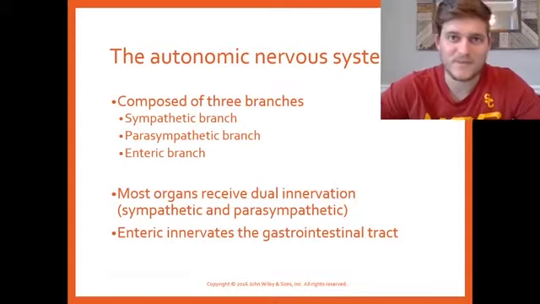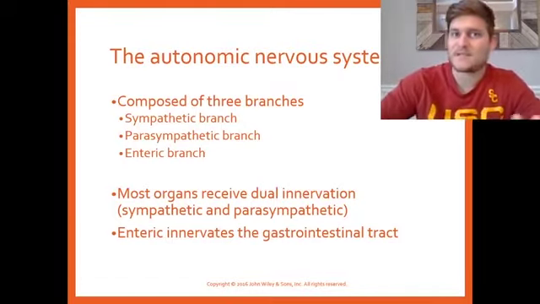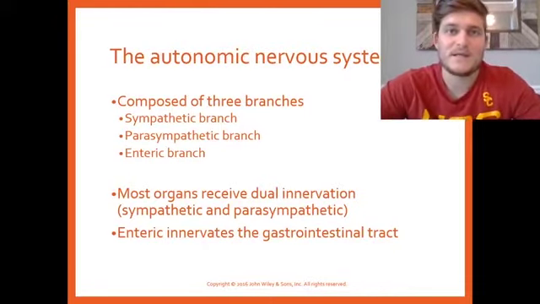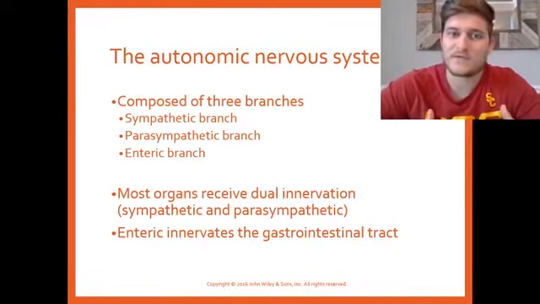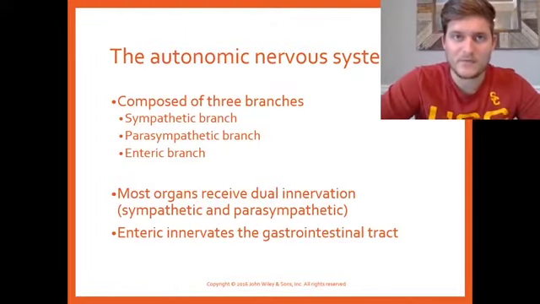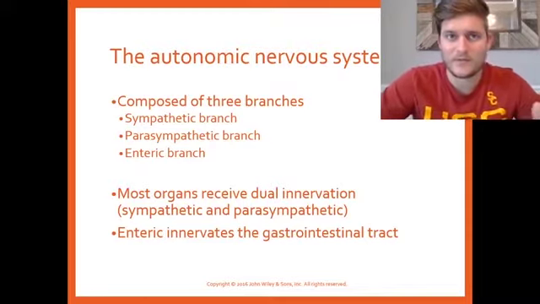The autonomic nervous system has three different branches: the sympathetic branch, otherwise known as the fight and flight response, the parasympathetic branch, which is the rest and digest, and then the enteric branch, which regulates the action of your digestive organs. Again, these excitatory and inhibitory signals are going to depend on what we're currently doing.